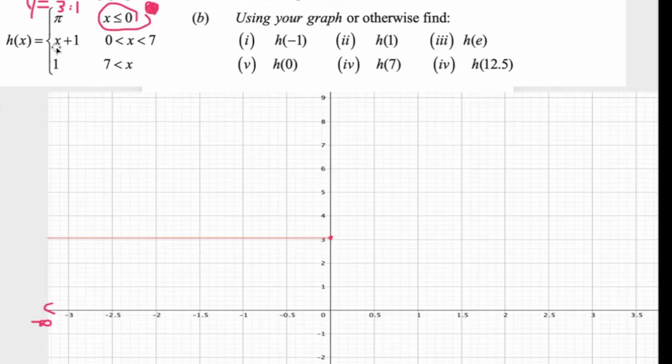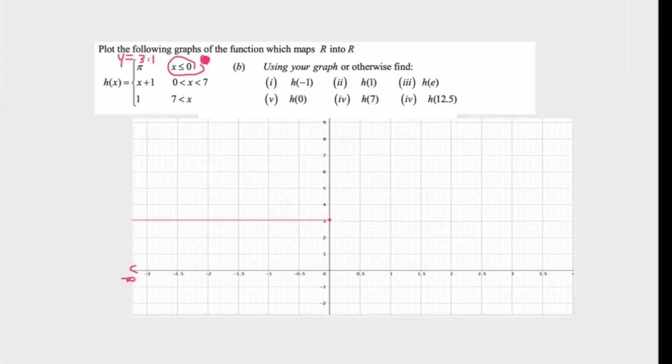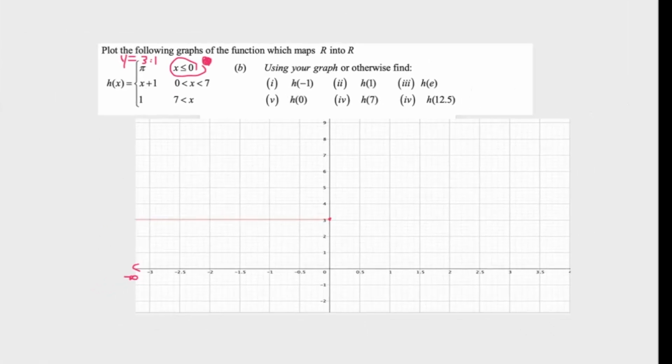Now the next one we have is x plus 1 between 0 and 7. This is a line. And with a line, we need coordinates, right? Once it's a line, we need coordinates. And guess what? We have to create a table and we need a ruler to connect them. If it's called a power, then we would have used freehand to draw the curve. But x plus 1, no power, so that's a line.